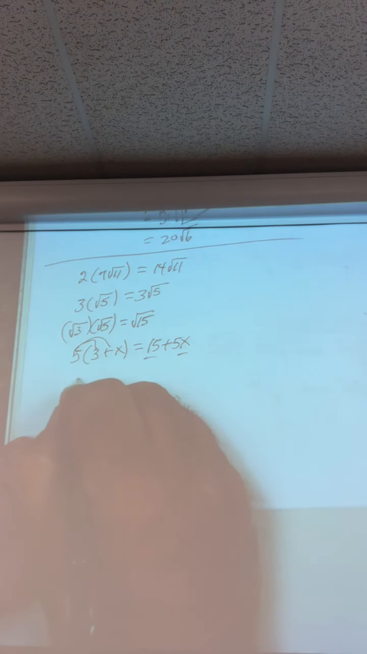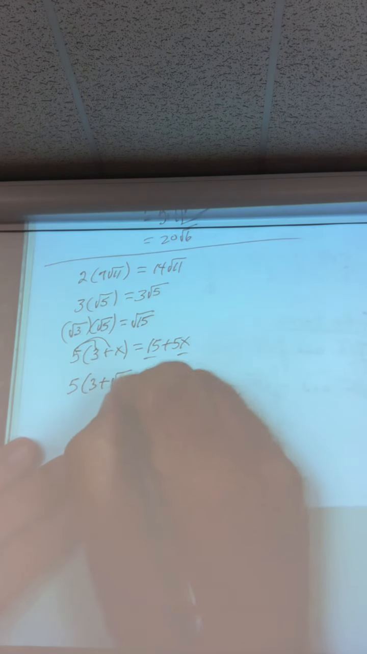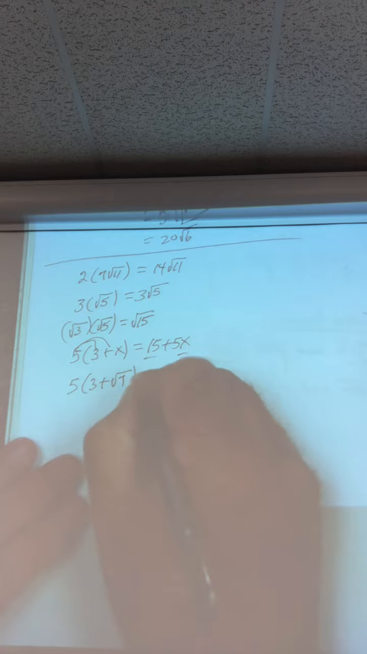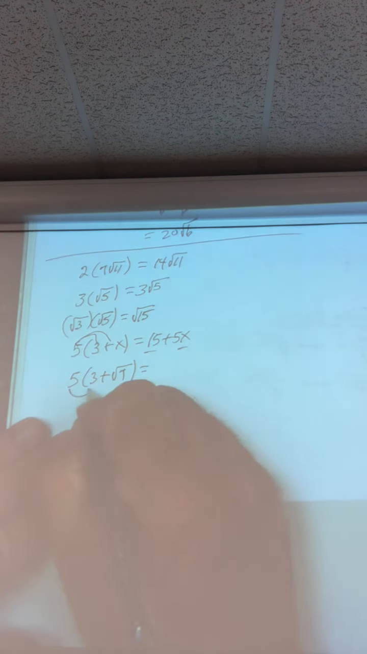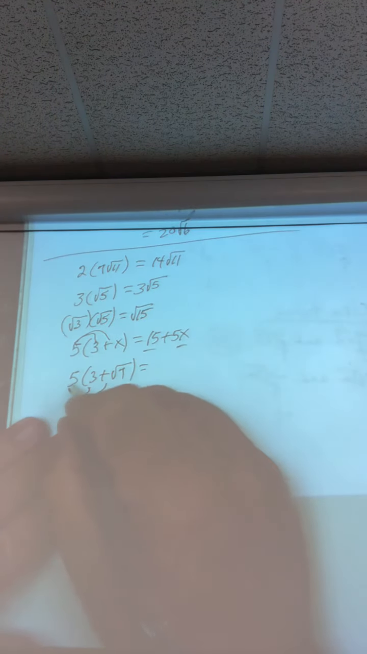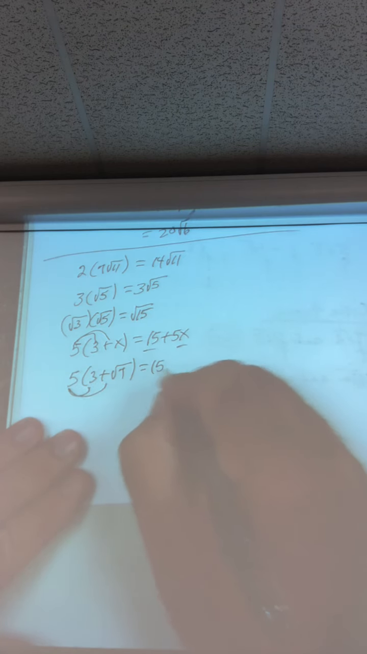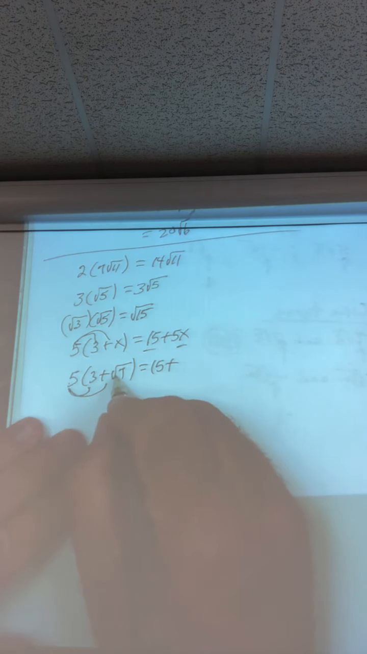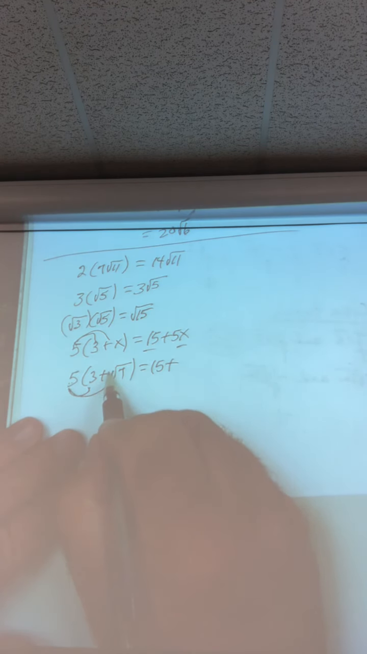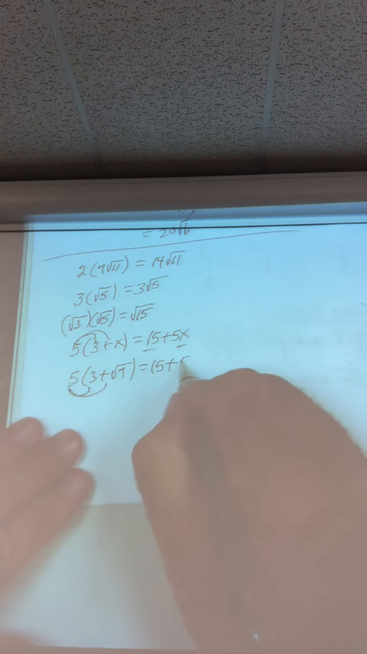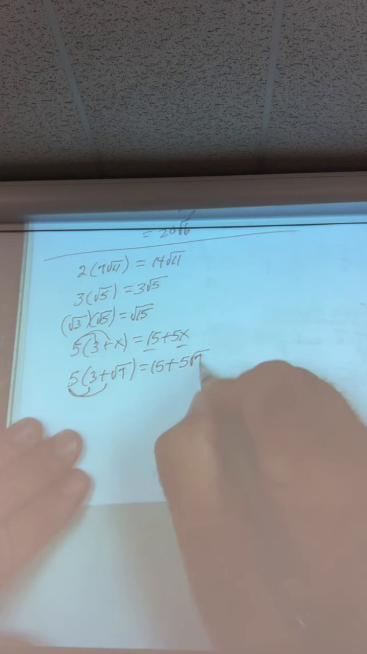So, suppose I have this then. 5 times 3 plus square root of 7. It's still the distributive property. So this would be 5 times 3, which is 15, plus 5 times the square root of 7. You don't multiply that by what's under there, you multiply it by what's in front. So that would be 5 square root of 7.